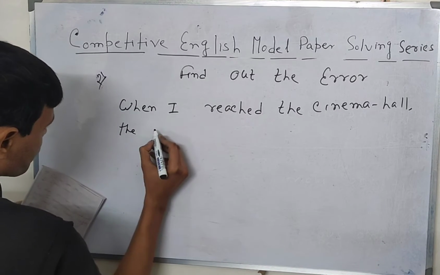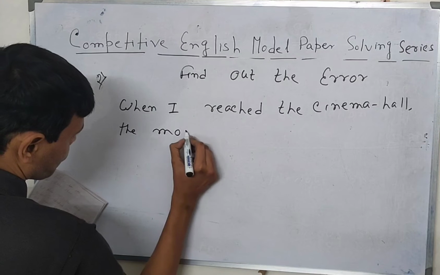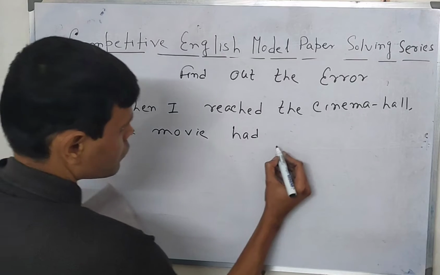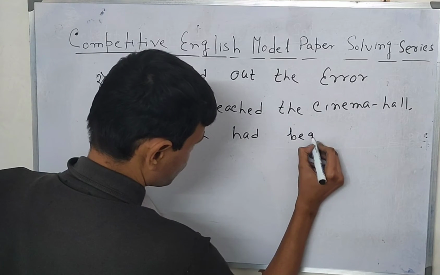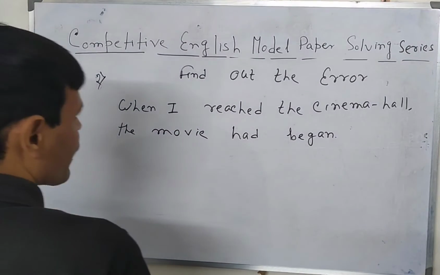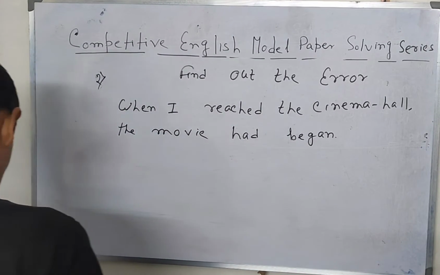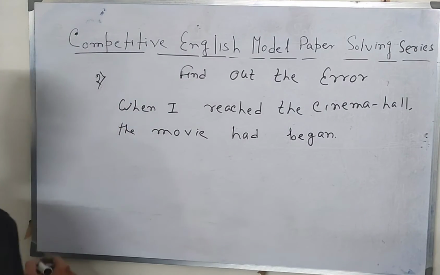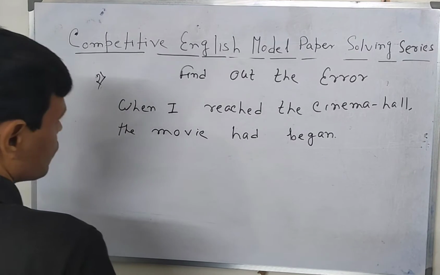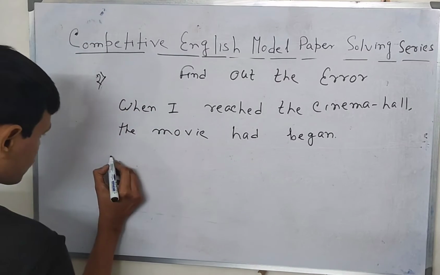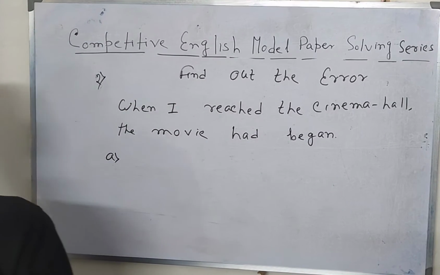The movie had began. This is the sentence. Now you are asked to find out the error. Here the question is asking you to find out the error, but not asked to correct the error. This is the difference between the previous and the current instruction.